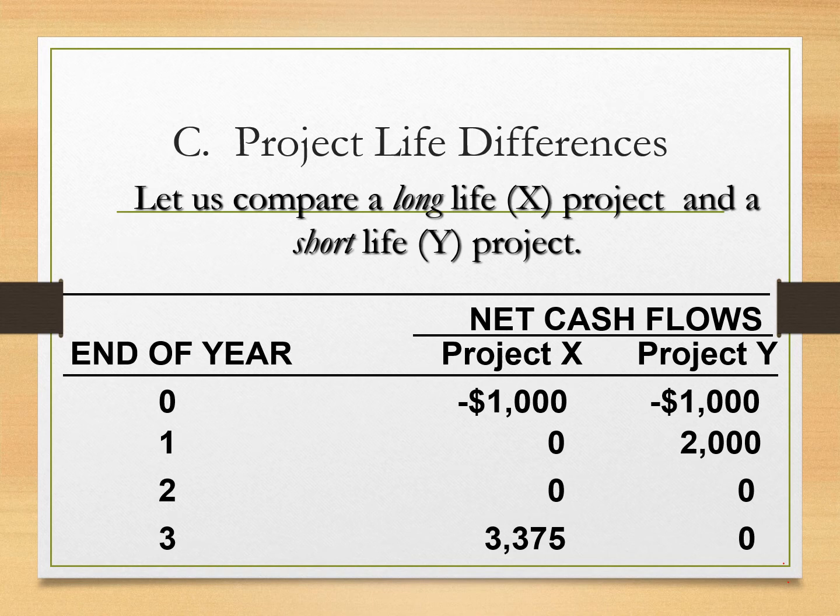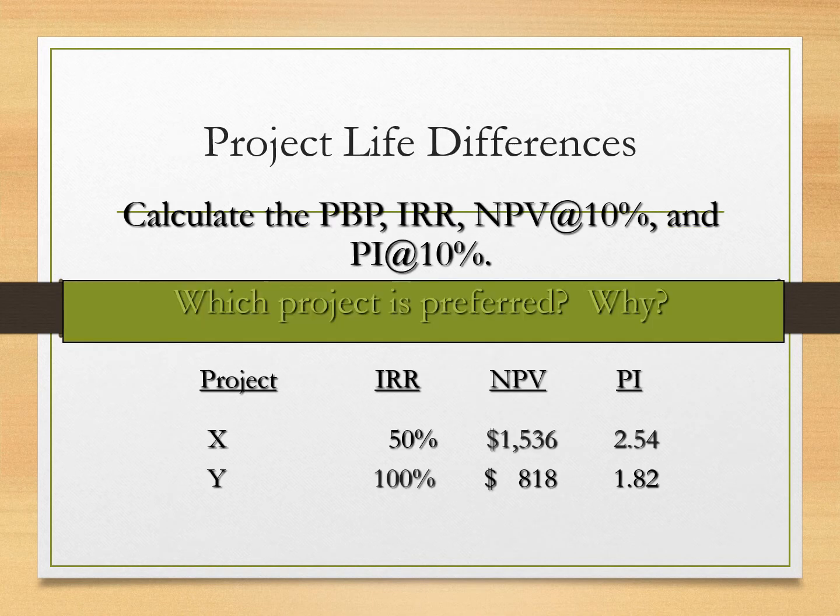If the two projects are mutually exclusive and their lives are different, then how are the results contradictory when we use the four methods? After calculating the payback period, IRR, NPV, and profitability index, the results are shown in this table. IRR for project X is 50% and IRR for project Y is 100%. So on the basis of IRR, we have to select project Y. The NPV for project X is $1,536, and for Y it is $818. So because the NPV of project X is higher than the NPV of project Y, we have to select project X. And the profitability index for project X is 2.54 times, and for Y it is 1.82.